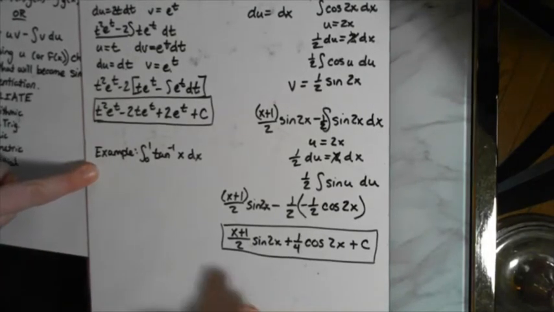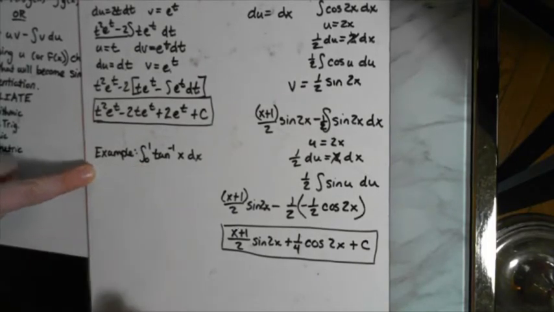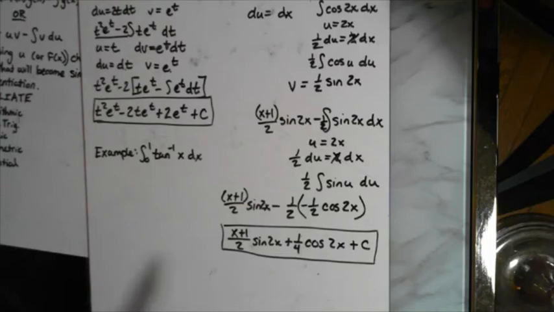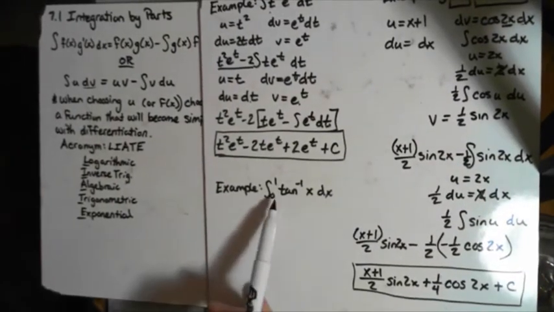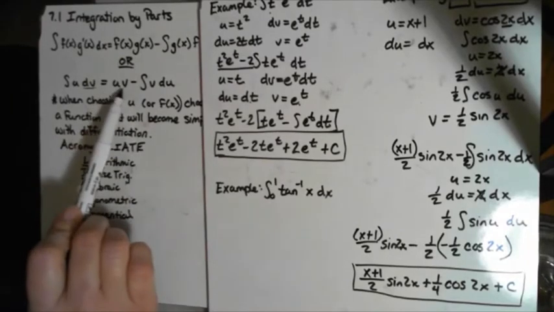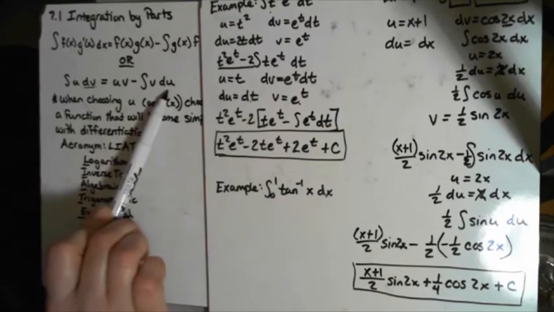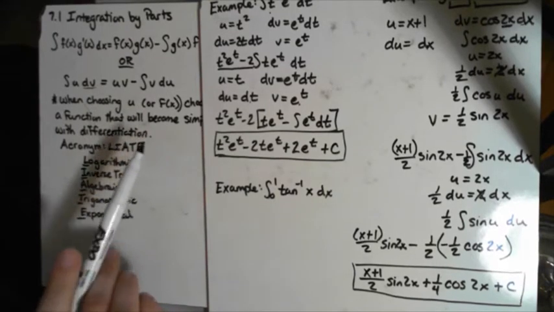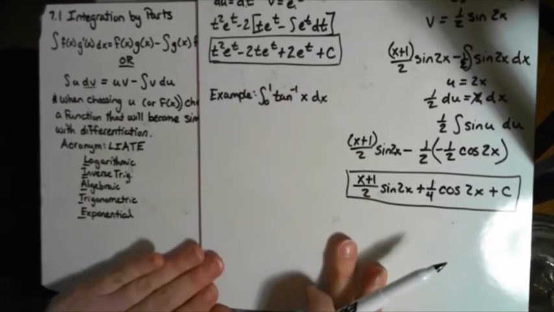You'll notice that all of the other questions I've done so far as examples were indefinite integrals. This is a definite integral. And the only difference is that when you do a definite integral, you're going to evaluate each part at these values. So this part here is going to be evaluated from 0 to 1. This is going to be evaluated from 0 to 1. It's the only difference between doing an indefinite integral and a definite integral.